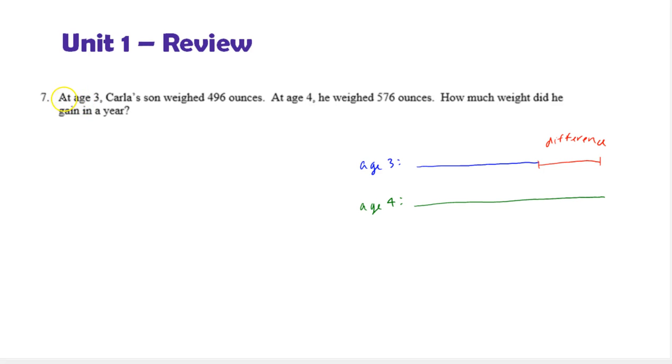At age 3, Carla's son weighed 496 ounces. At age 4, he weighed 576 ounces. Now here comes the question. How much weight did he gain in a year? So here we have the diagram. We have age 3. He weighed less than at age 4. That's good. Okay. And there's a difference between age 3 and age 4. This piece right here, if we add this on to age 3, we get age 4.